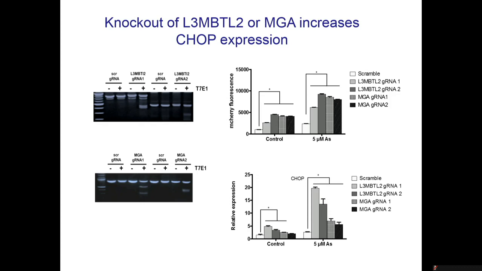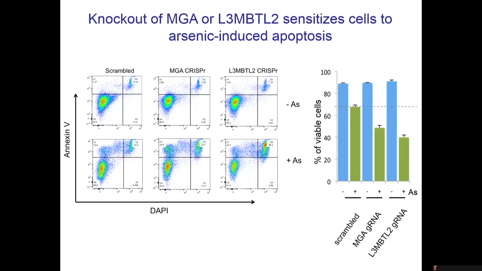Essentially, yes, the cells become more sensitive, meaning that there's a higher expression of mCherry in the knockout cells in both the L3MBTL2 and the MGA here. And we also were able to demonstrate that these cells become more susceptible to cell death. So in this MGA, as well as L3MBTL2, as you can see here, there's a number of surviving cells. If you knock this out, there's less surviving cells.